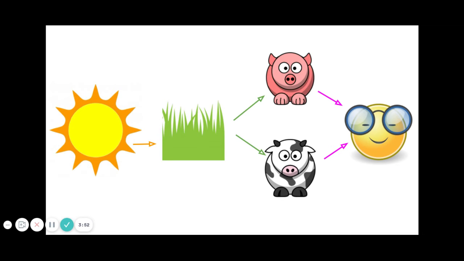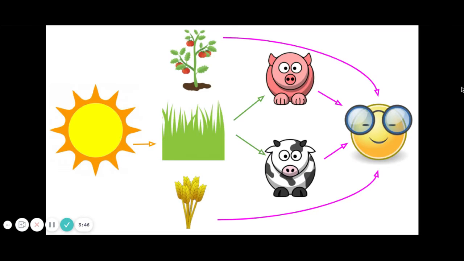But what about my tomato sauce and my bread for my pizza base? Well, the tomato sauce comes from the tomato plant, which makes tomatoes, and bread comes from wheat, which is another type of plant. So as they're both plants, they also get their food and energy from sunlight in photosynthesis.